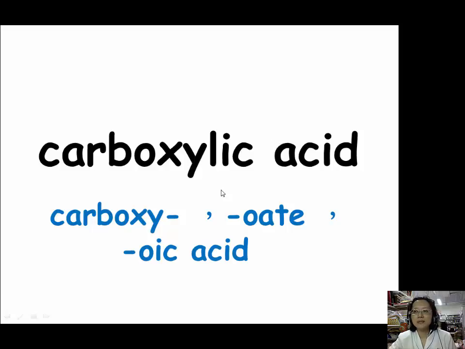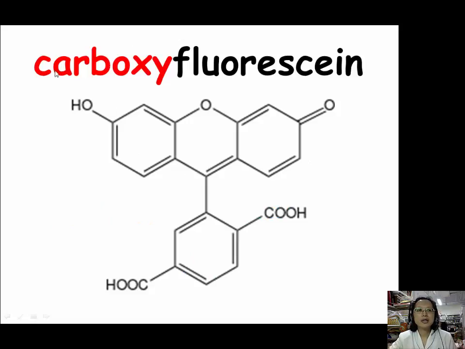Let's see our example. Our example for carboxy is carboxyfluorescein. Carboxyfluorescein is a fluorescent dye that is used as a biological tracer. The structure is shown in the picture, and you can see there's two carboxylic acid in this molecule, so it's called carboxyfluorescein.